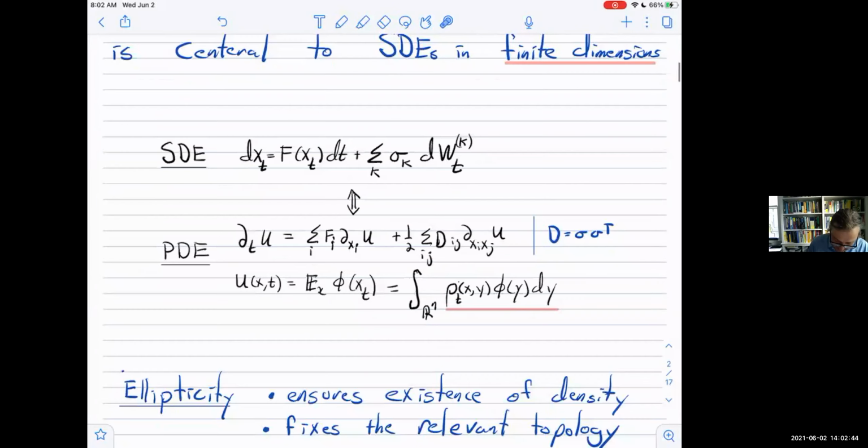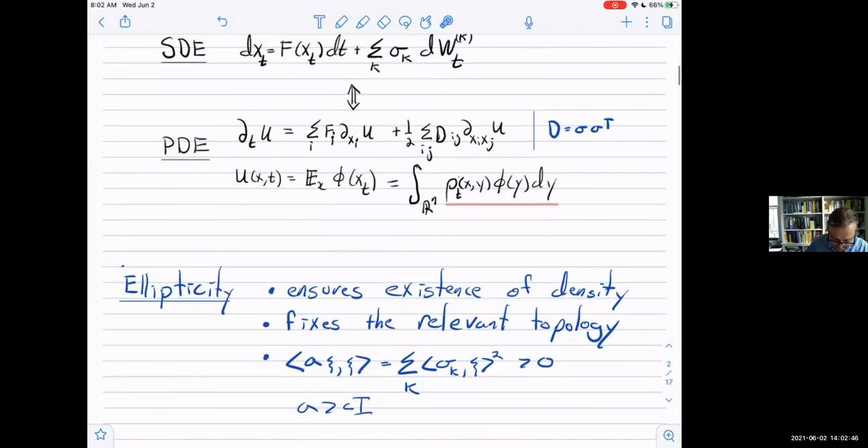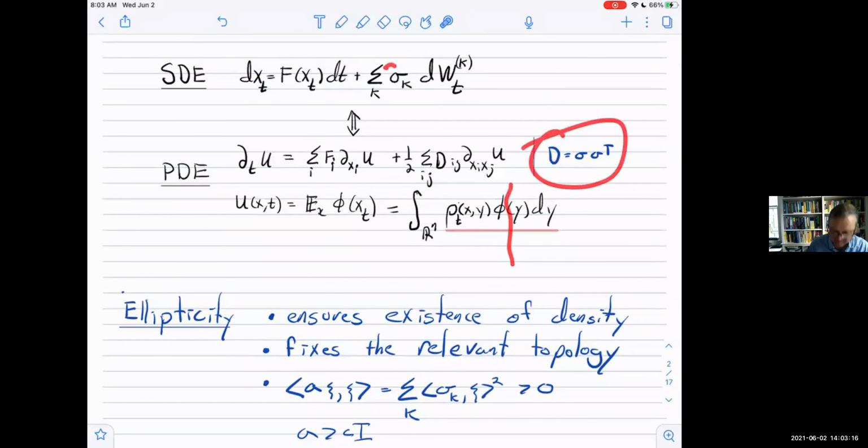So ellipticity gives you the existence of a density. It fixes that regular topology in a way. You can think of it as saying that the quadratic form formed out of the noise is non-degenerate. That is to say, it's bounded below, and usually above for simplicity, but most importantly bounded below as a positive definite operator by some multiple of the identity, where A here is just, A was D. Sorry, I changed notation halfway through. That's my fault.